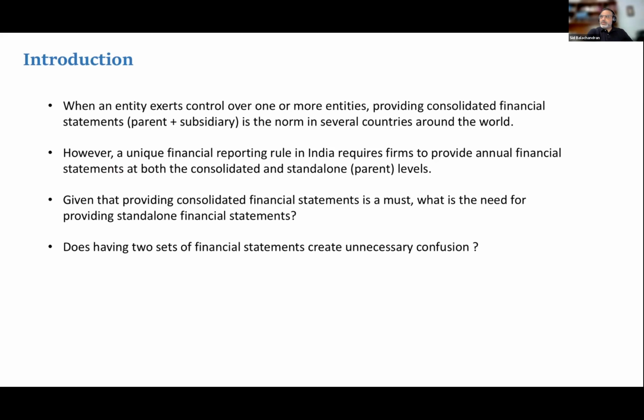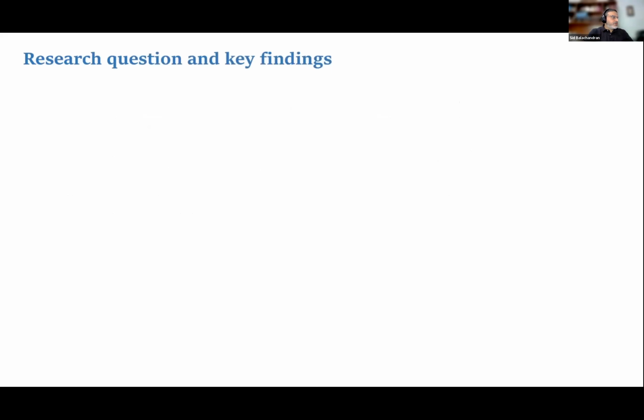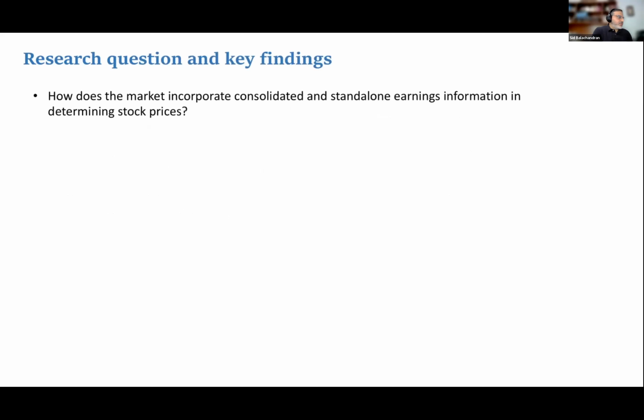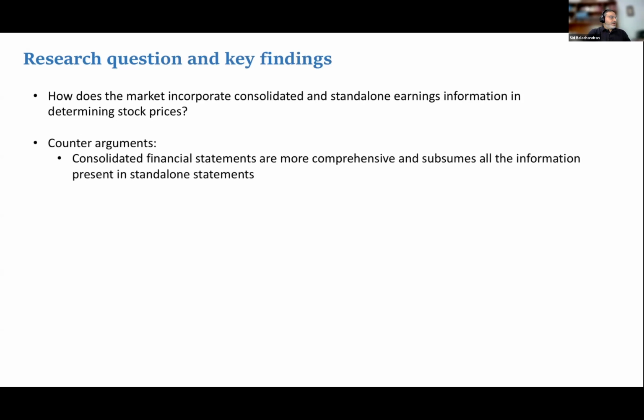One of the questions that we might ask in this setting is, does having two sets of financial statements create unnecessary confusion? Does it provide additional information? What's the role of this extra information? So our question, we brought it down simply to say, how does the market incorporate consolidated and standalone earnings information in determining stock prices? There are a few different counter arguments that are playing out throughout the paper.